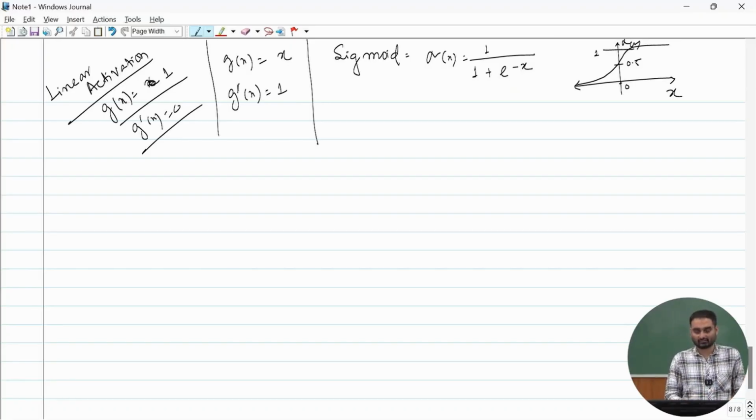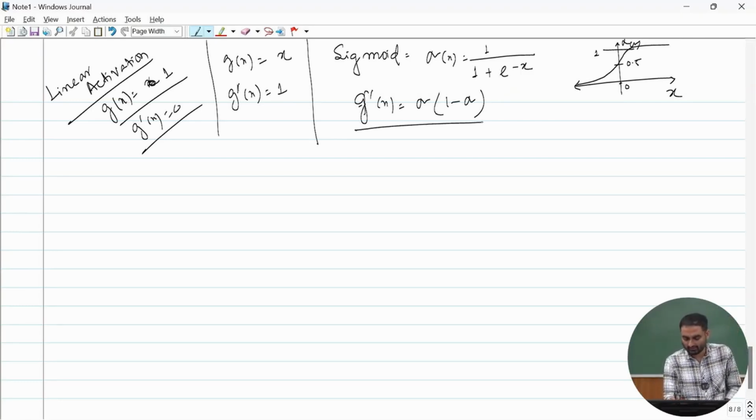The good part about sigmoid is that when you take the derivative, g'(x) is sigmoid times 1 minus sigmoid. You don't need to compute the derivative explicitly. If you know the sigmoid, you will get the derivative very easily. So this is a good activation function. The problem here is the derivative. If you draw the derivative of the sigmoid, you see it would look like this.